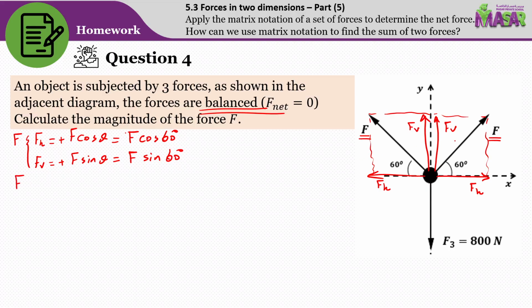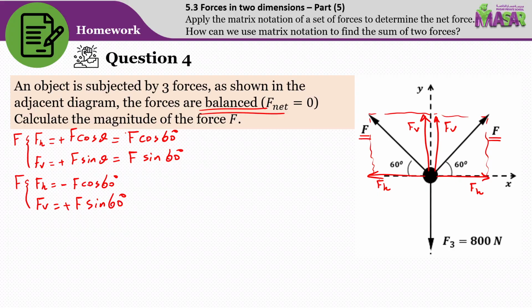Now, the same thing should be applied for the left-hand force. However, here, due to the symmetry, no need to do the work twice because we have the same angle and, as I said, the same force magnitude, so we're going to get the same magnitude of each component, but with different direction for one of the components. So let me write here for FH, we have minus F cosine 60, and for FV, plus F sine 60.